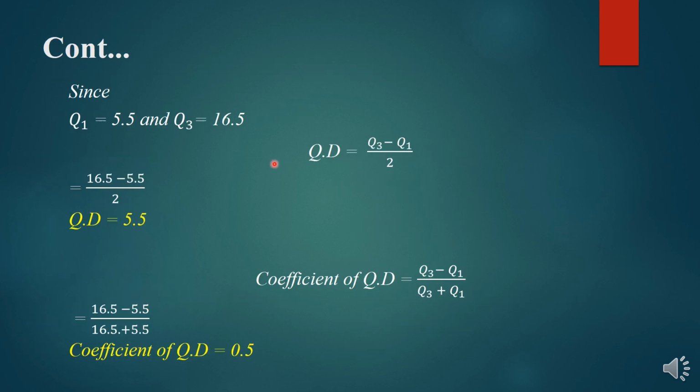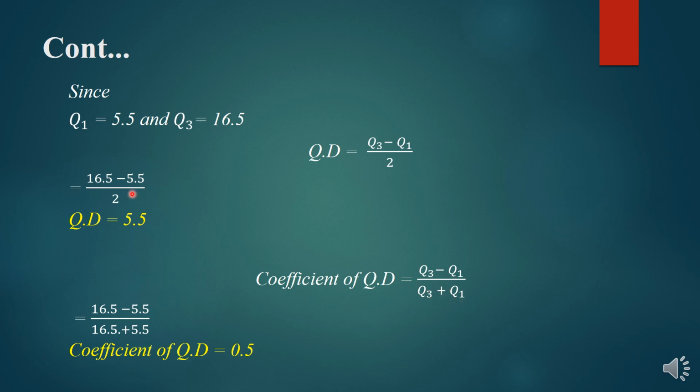Once we have calculated our first quartile and the third quartile, we just put these two values into our quartile deviation formula, which is Q3 minus Q1 divided by 2. Again, with the help of a calculator, you can find the quartile deviation. Once we have calculated our quartile deviation, the next step is to find the coefficient of quartile deviation. It depends on the question whether it is required or not. So here it is Q3 minus Q1 divided by Q3 plus Q1.